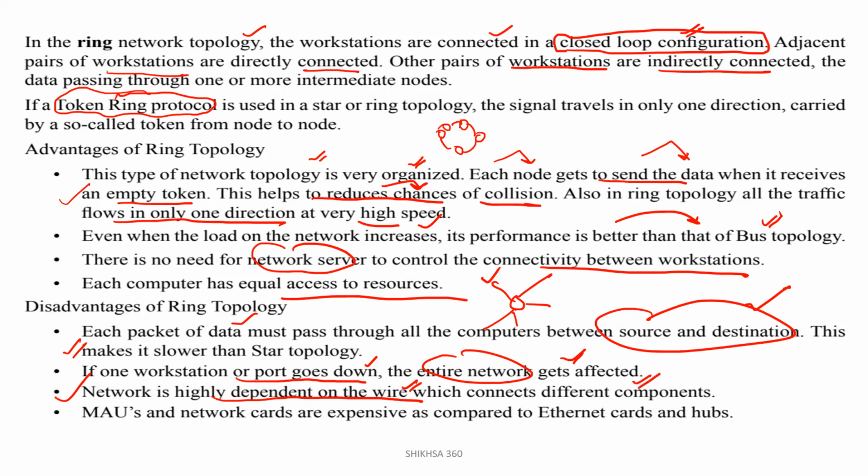MAUs and network cards are expensive as compared to the ethernet cards and the hubs, and this is one of the disadvantages also. So these are some of the advantages and the disadvantages of the ring topology. And I think all of you are able to understand all the points. Now we have to move to the next one.